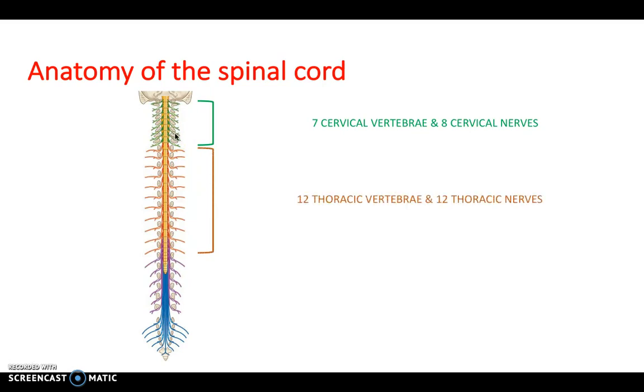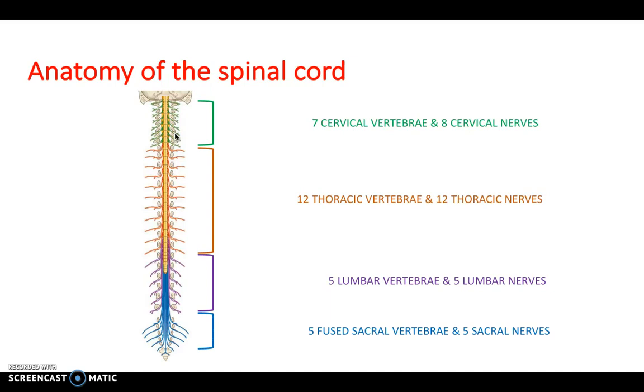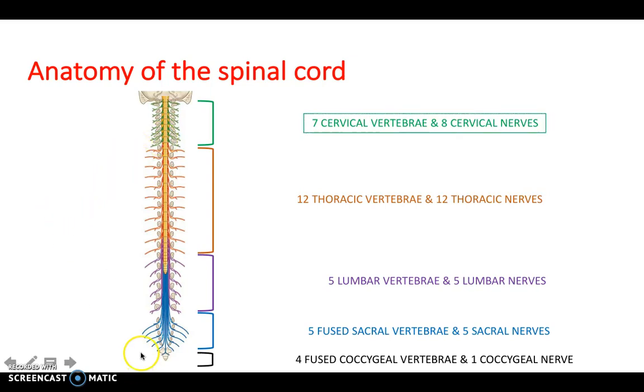You have the thoracic region, where there's 12 vertebrae and 12 nerves. You have the lumbar region, with 5 nerves and 5 vertebrae. Then we have the sacral region, with 5 vertebrae and 5 nerves. And last of all, we have the coccygeal area, which is also a bit of an anomaly, in that you've got 4 fused coccygeal vertebrae in this almost triangle shape, and just 1 coccygeal nerve.